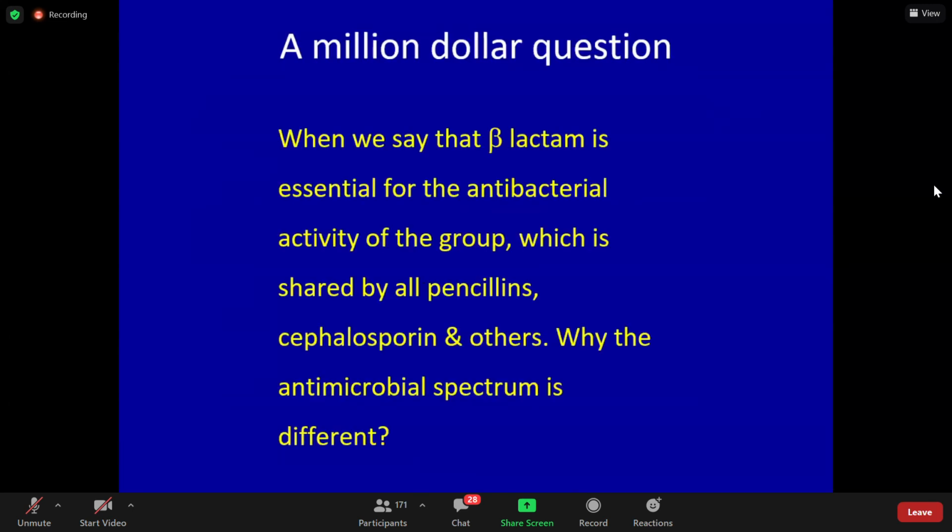I already asked this question: when we say that the beta-lactam ring is essential for the antibacterial activity of the group, which is shared by all penicillins, cephalosporins, and others, why is the antimicrobial spectrum different? Now you know, because of the side chain. Because of the side chain.